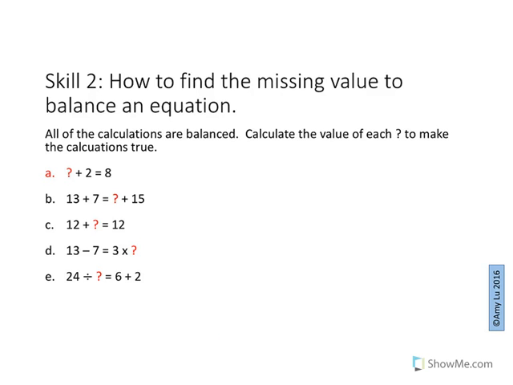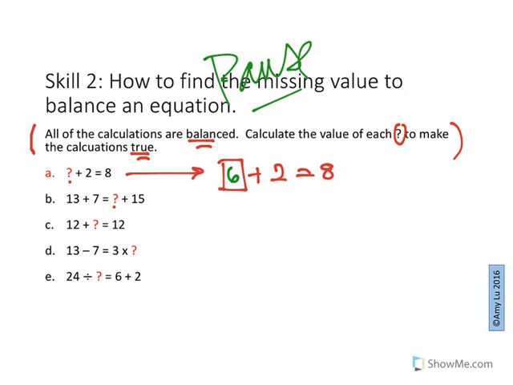So now that we understand the idea of balancing equations, we want to make sure that we maintain it when we are missing a value. So in this slide, the instructions read, all the calculations are balanced. Calculate the value of each question mark to make the calculation true, because it's balanced. So something plus 2 makes 8. What number plus 2 makes 8? Well, that has to be 6. So at this time, pause and complete the rest.